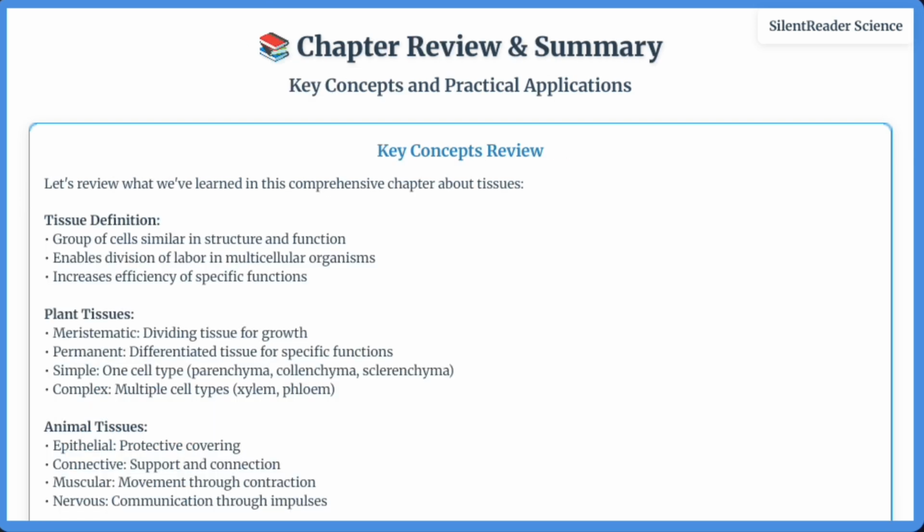As we conclude this chapter, let's review the key concepts and their importance. We've learned about tissue organization in plants and animals, explored how different tissues enable division of labor, understood structural adaptations for specific functions, and appreciated how tissue specialization makes complex life possible.